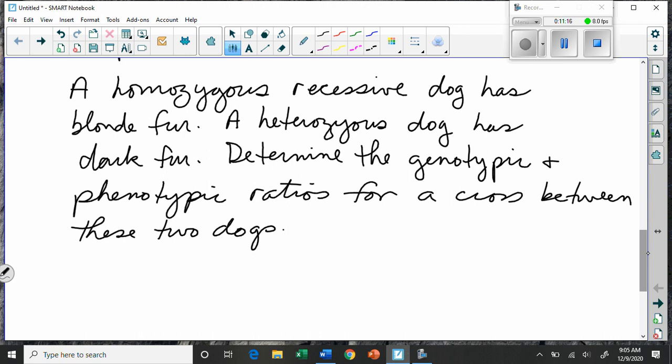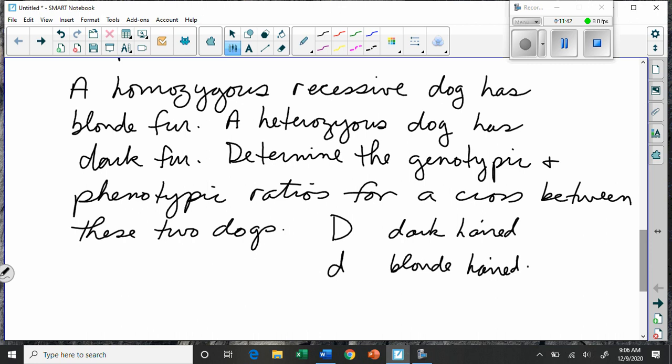So we're going to choose our alleles. D is the dark-haired allele that's dominant, dark-haired dog, and little d will be the blonde-haired dog. Remember, we have to use the same letter. We can't use a little b for blonde and a capital D for dark. It's got to be the same letter because we're talking about the same gene and the two different alleles. So that's going to be how we do it.